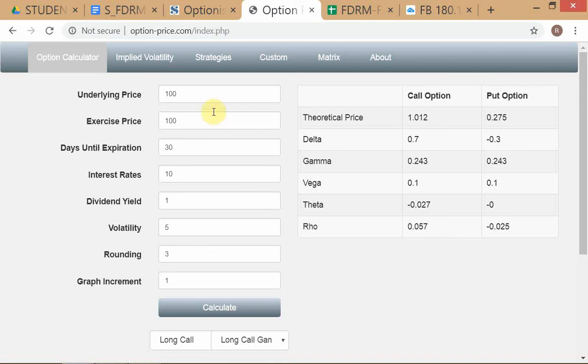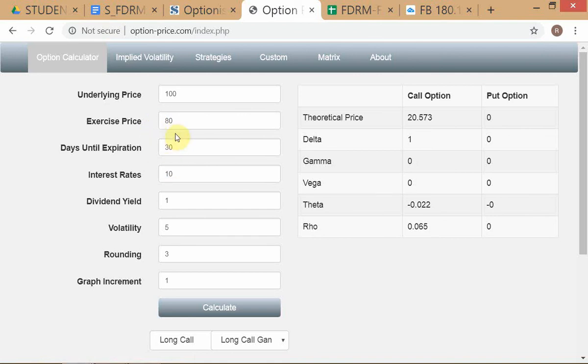In the money, at the money, and out of the money. Although you normally take money from an ATM, at the ATM there's no money, because ATM is at the money. So this option at this stage is at the money. Now if I change the exercise price to 80, this becomes in the money.